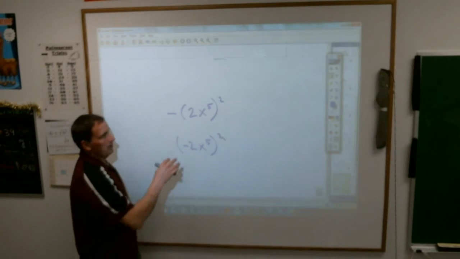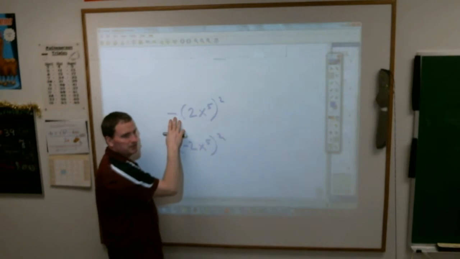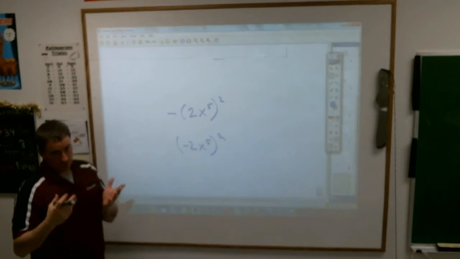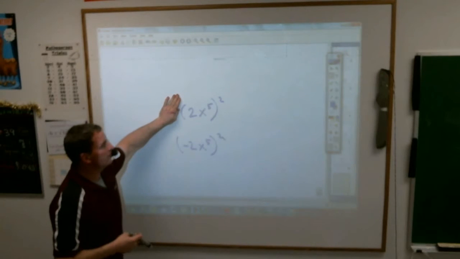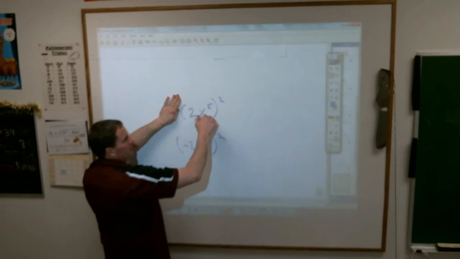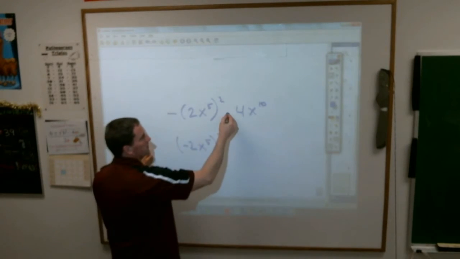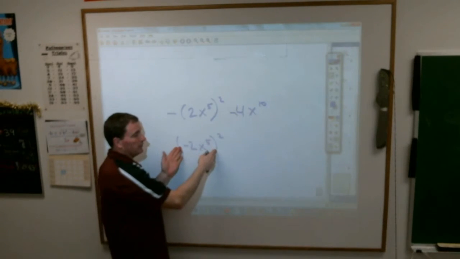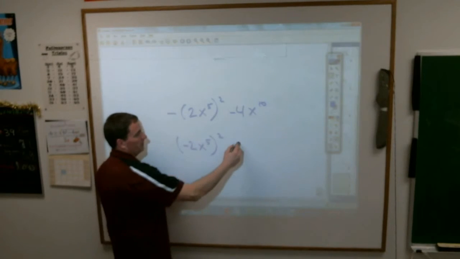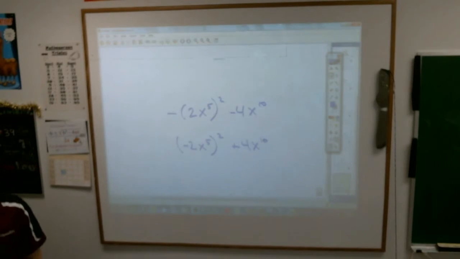Okay. In this case, the negative sign doesn't get squared because it's not included in the parenthesis. In order of operations, grouping symbols get done first, and exponents inside those, so you would have to do all of this first. You're going to get 4x to the 10th, and then there's just a negative sign out here that you have to keep. In this one, since the negative's in the parenthesis, it gets squared. Negative times negative ends up being positive 4x to the 10th. Just make sure you get that.